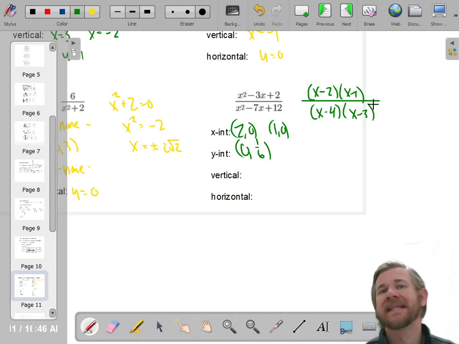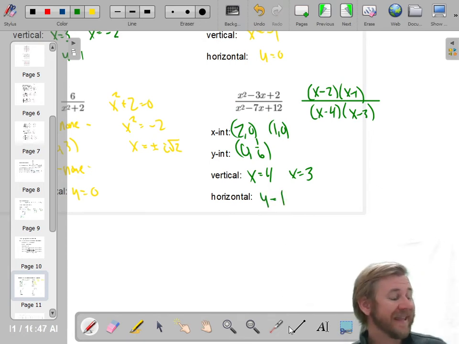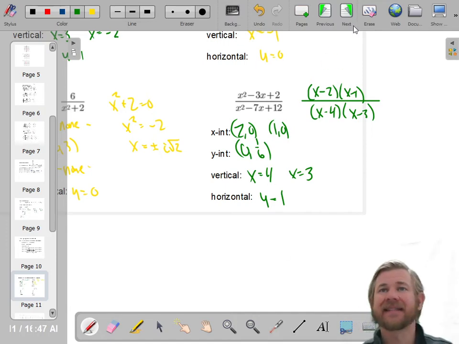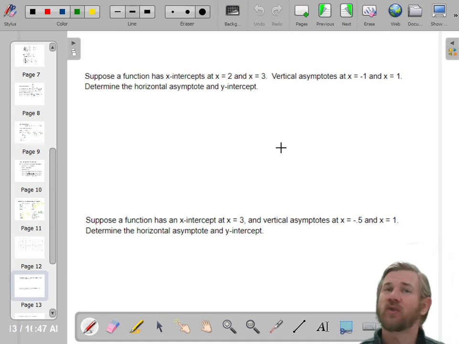Vertical asymptote, when does the denominator equal 0? At x equals 4 and x equals 3. And then the horizontal asymptote, they have the same degree, so you divide the leading coefficients. 1 divided by 1 is 1. Okay, so that's it for analyzing. Now let's see if we can do a little bit of the end behavior stuff and then maybe a little bit of creating a function.